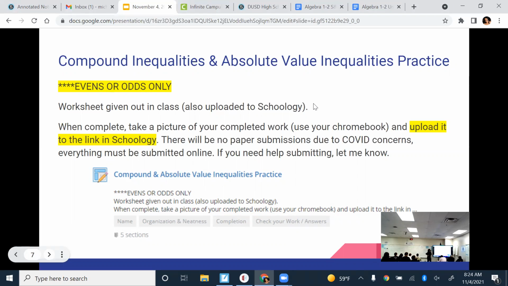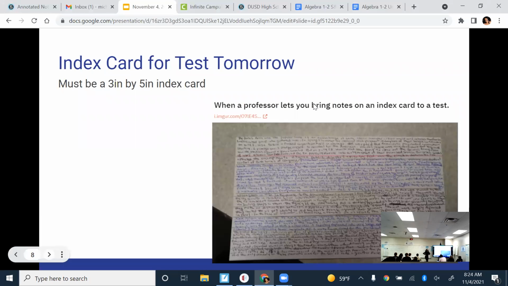I still have kids that come to me with the first half done. That's not acceptable. You get harder as you work down the page. So if you're coming to me with just the first half of your worksheet done, you're only getting half the credit because you only did half the evens or half the odds. I'm going to check it tomorrow while you test. Make sure that you get it done tonight.